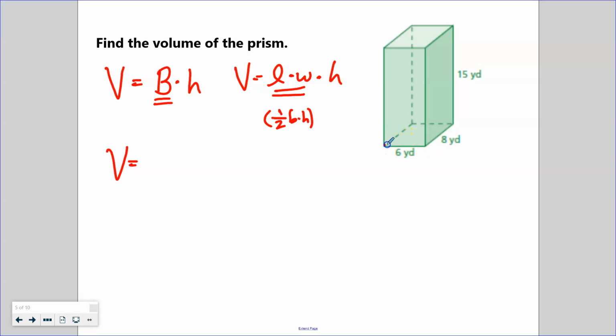All right, so we're going to go with volume equals, right? And so I can see that this base down here is going to be a length times width, right? And that's going to equal 6 times 8 or 8 times 6. Doesn't matter. And so we have 48. And then we have our height, which is 15.